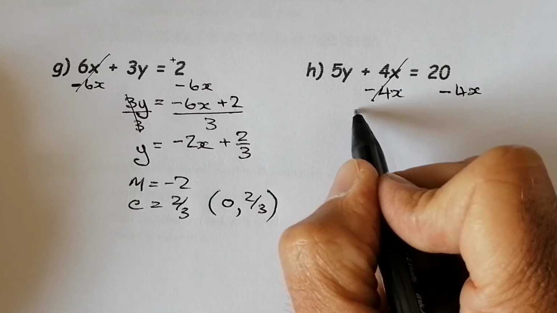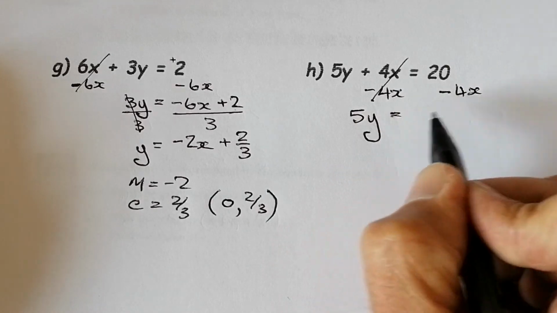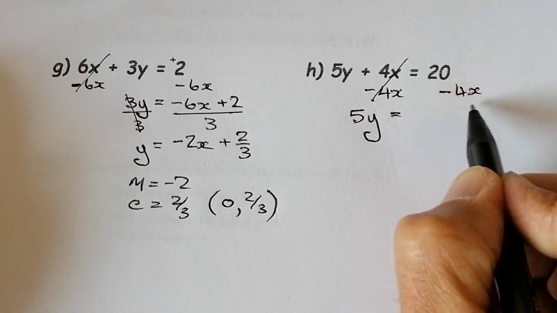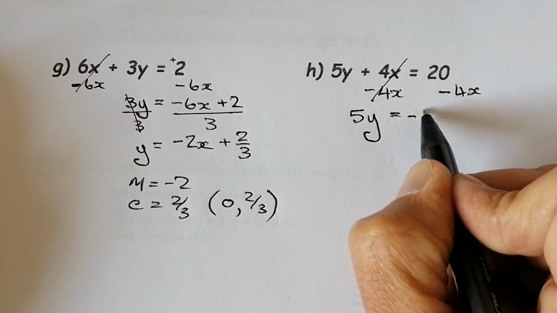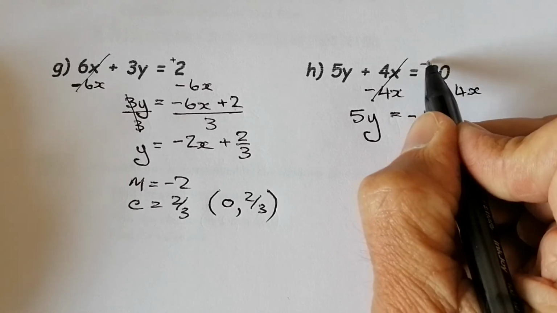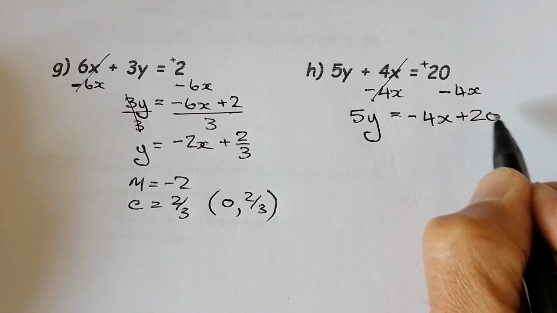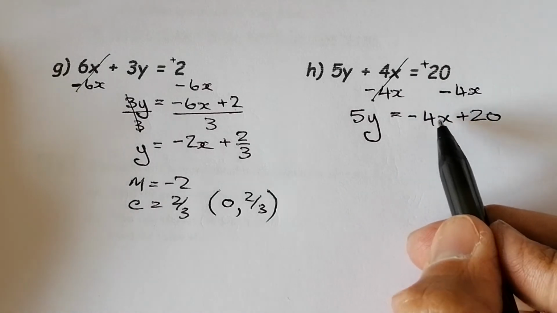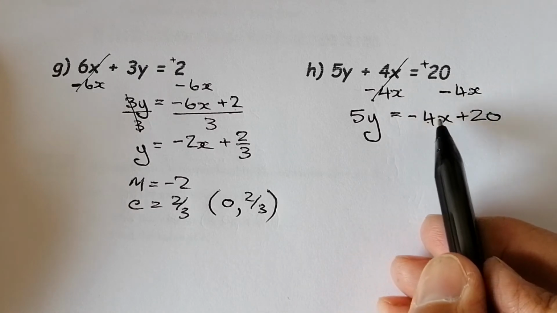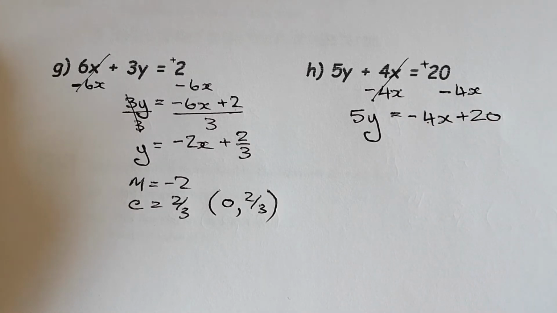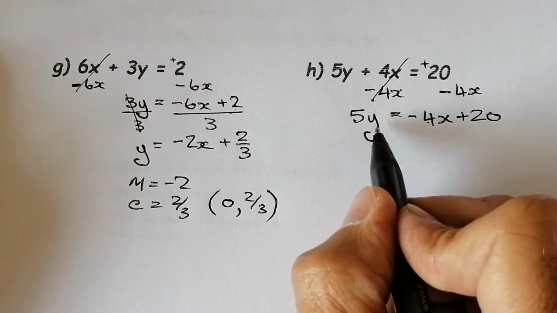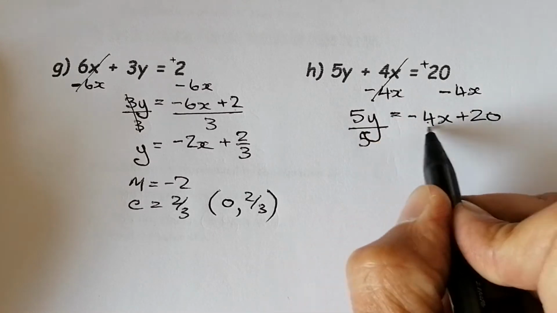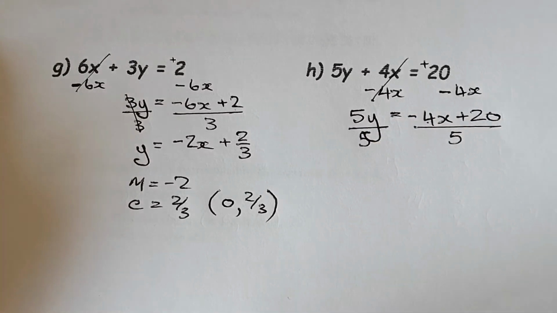Right, so from there, what I'm left with is 5y is equal to, and remember I'm writing the x part first, okay? And then I'll write this part next. So that's a plus of 20 that's sitting there. Okay. So the reason why I'm writing the x part first is so I've got y equals mx+c in that kind of form. And what I can do to get that is divide each side by 5. So if I divide that by 5, divide that by 5.